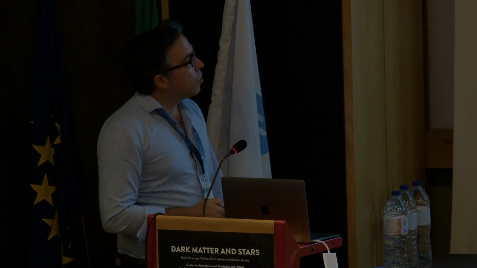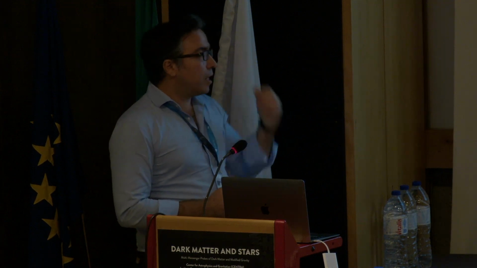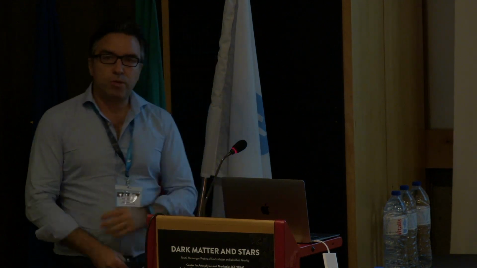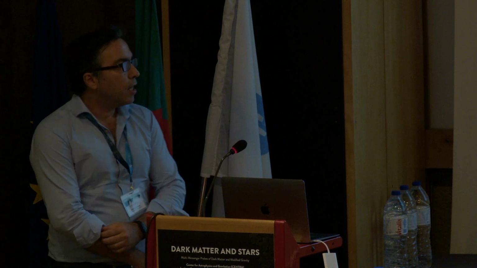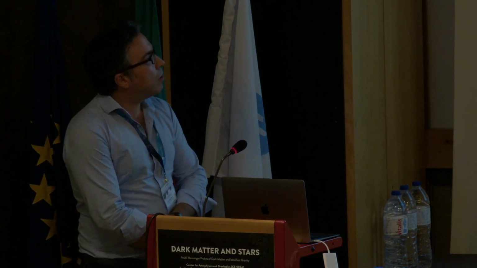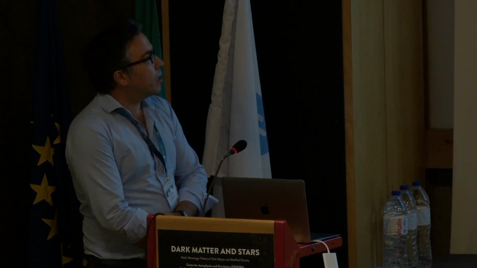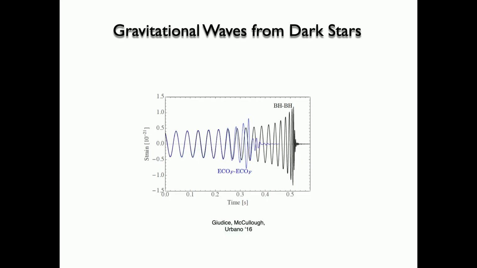Okay, so now, the question is how we can distinguish these objects. Well, one obvious way is to compare what the signal of a merger between two objects like this will be compared to, for example, two black holes of the same mass. So this was done, for example, by Giudice, McCullough, and Urbano a few years ago. And of course, they got something that makes absolute sense to me, at least.